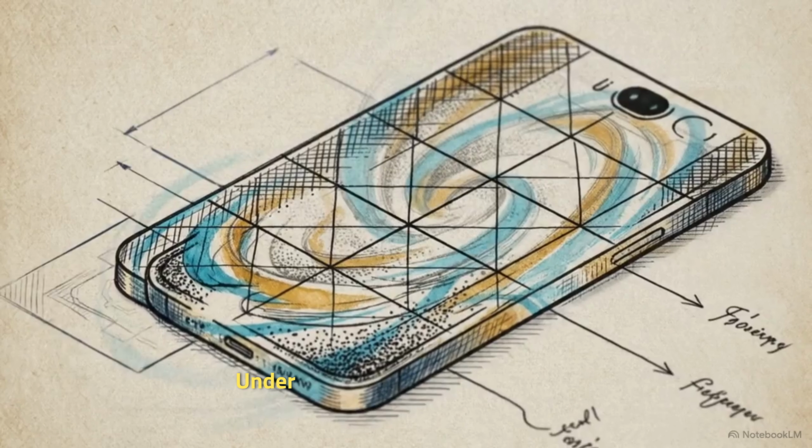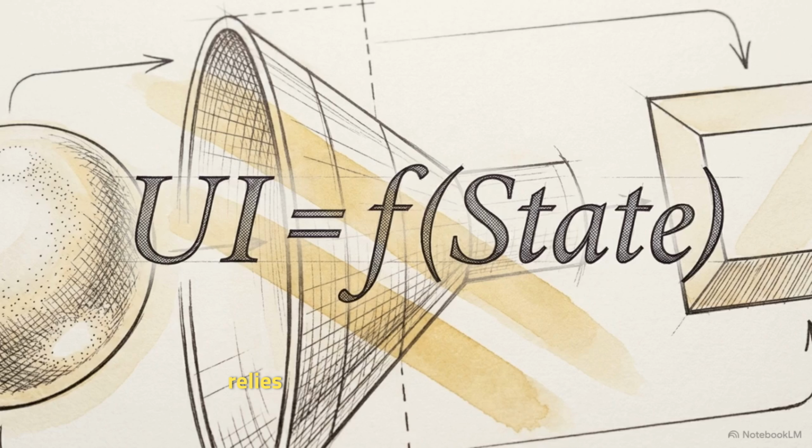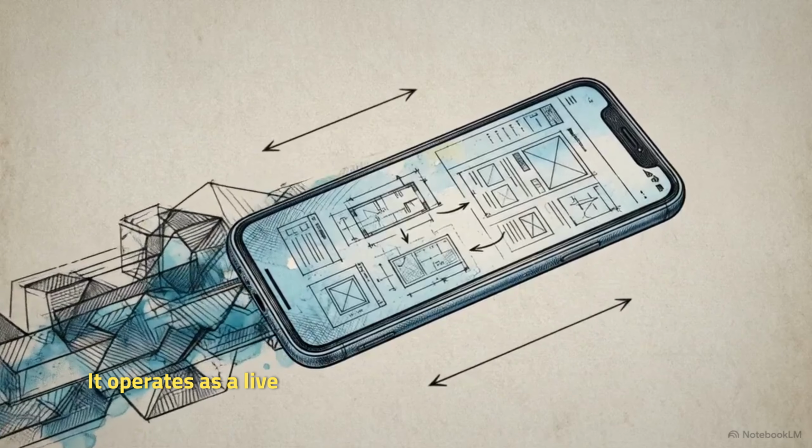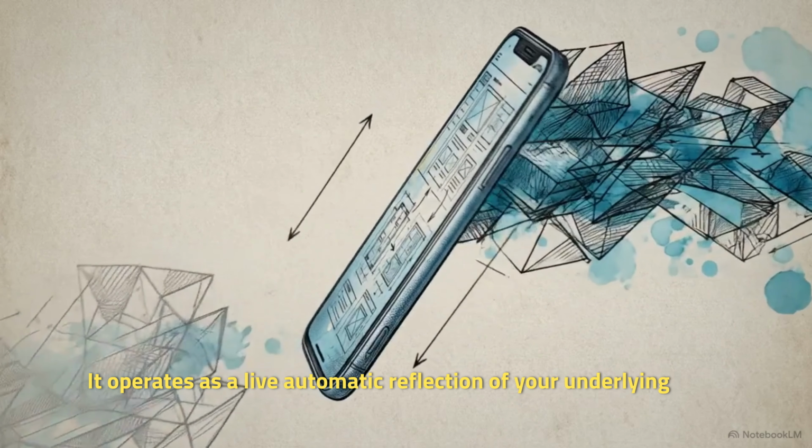Under the hood, this entire system relies on a single mathematical rule. The user interface is simply a function of its state. Because of this rule, your app screen is no longer a static object that requires manual updates. It operates as a live, automatic reflection of your underlying data.